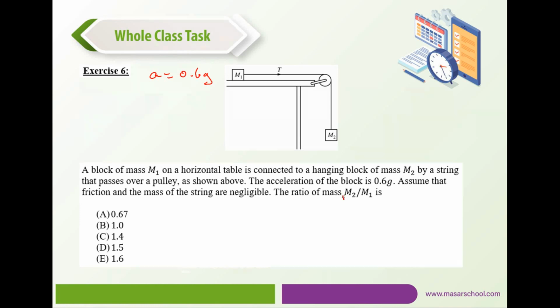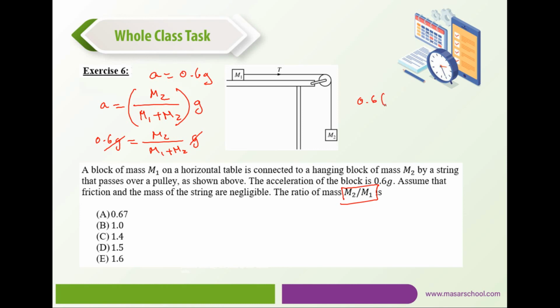So this ratio can be determined by referring to the acceleration of the system, which is given by the fractional mass. In the denominator, we would have the inertial mass. In the numerator, we would be having the helping mass multiplied by G. Now A is 0.6 G, which is given by M2 divided by M1 plus M2. G with G would cancel, so we have 0.6 multiplied by M1 plus M2, which is equal to M2. So that would be 0.6 M1 plus 0.6 M2 equals M2.